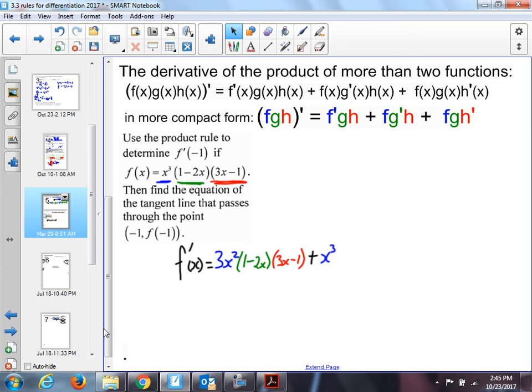Where's my x cubed? Oh, the derivative of 1 is 0, but then minus 2x, the derivative there is negative 2. And that's it. No x left. Third thing left alone. So I'm on this portion of the rule. I did it. Check, check. Now, derivative of the last thing, leave the first two things alone.